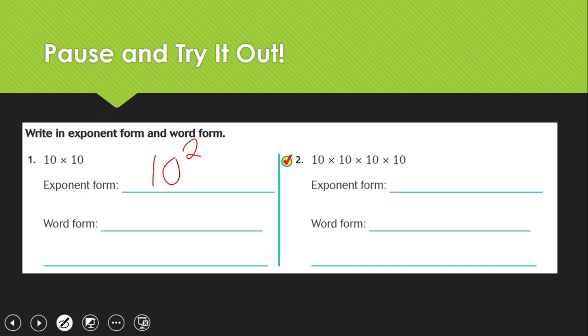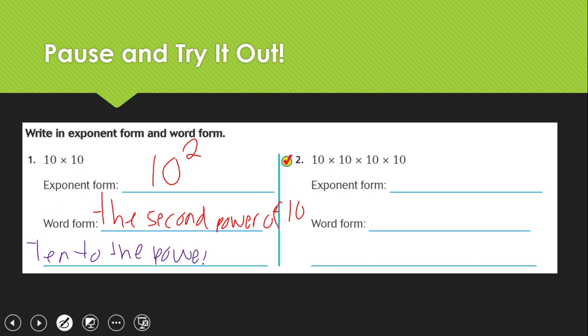So we have, the book states the second power of 10. Some of mine that I would say, I'm going to use a different color, would be 10 to the power of 2, or 10 to the second power.